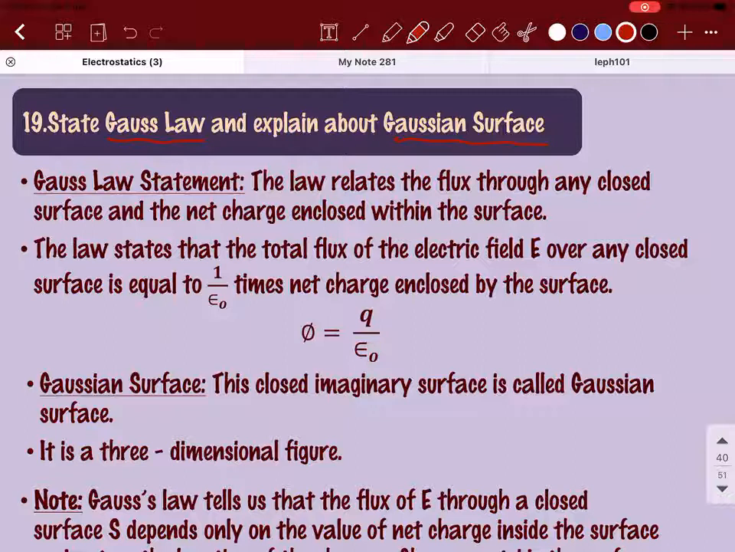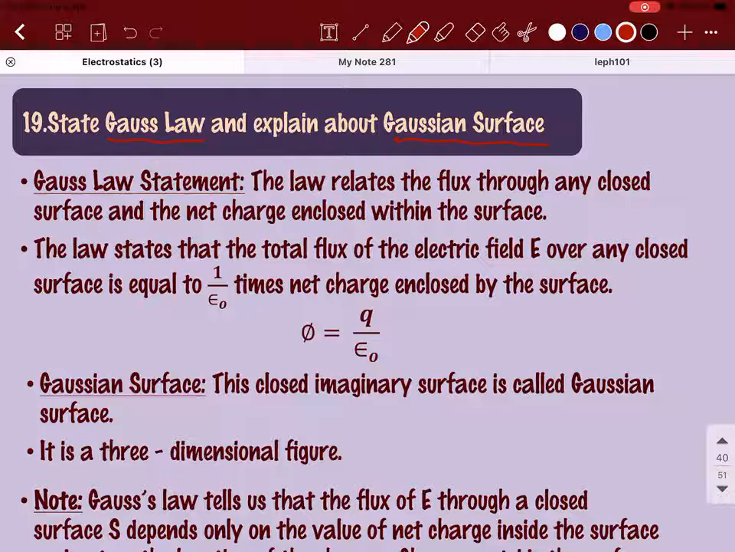But now the question is, what is the source which is generating that amount of electric flux is what we are interested in. So is there a connection that is going to exist between the number of field lines and the charge that is producing it? That is what Gauss law says. If you read the statement, the law relates flux through any closed surface and the net charge enclosed within the surface. It speaks about the relation between any closed surface and the total amount of charge that is present within the surface.